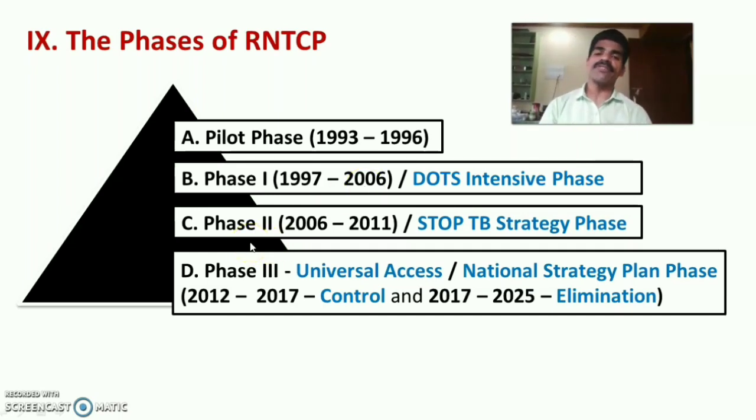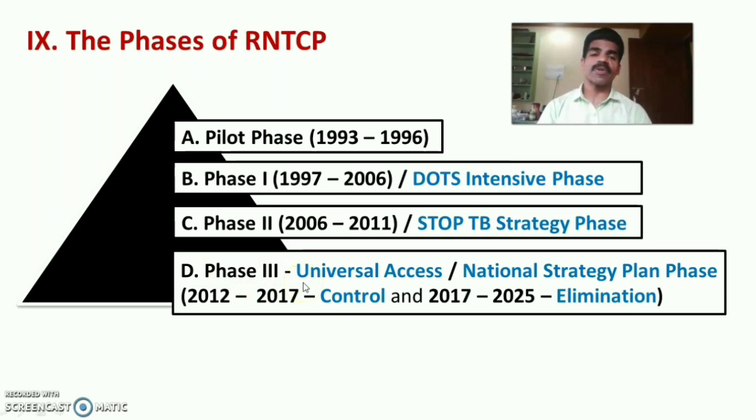Then the second phase of RNTCP, the period is between 2006 to 2011. So the second phase of RNTCP is starting from 2006 and ending with 2011. The second phase of RNTCP is also known as the Stop TB Strategy Phase. Stop TB Strategy was declared by WHO in 2006. Thus, this phase is also known as the Stop TB Strategy Phase. The last phase is Phase 3.